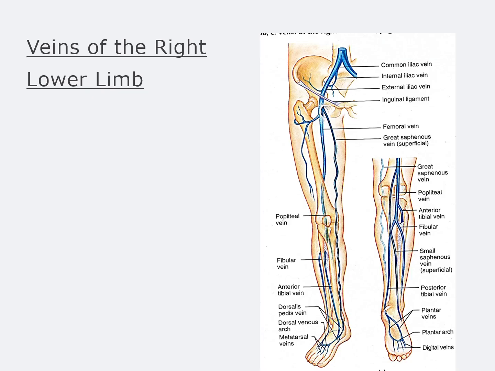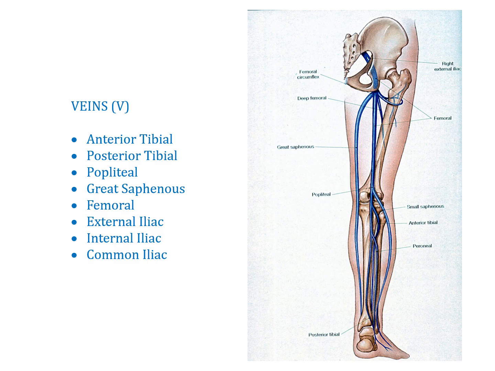We do have some slightly different names. We have the femoral vein. We have the great saphenous vein. We certainly have a popliteal vein. That one's usually a little bit visible. You have a fibular vein. There's a lot more anastomoses here.